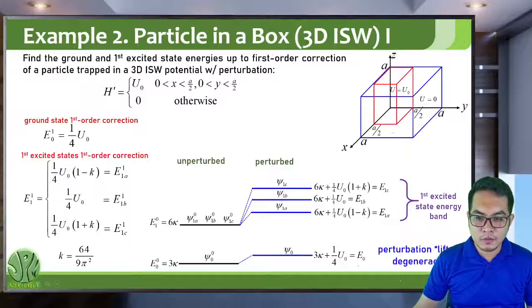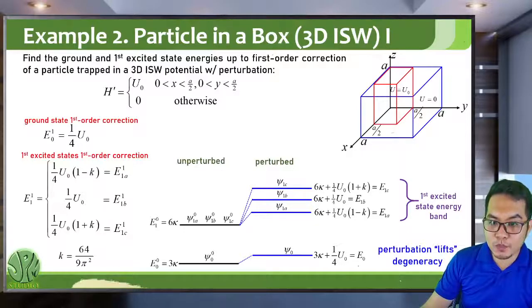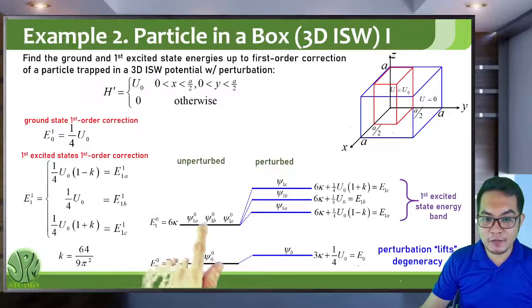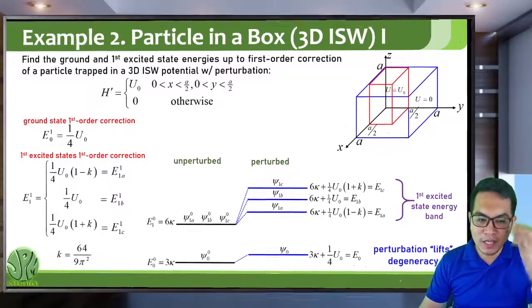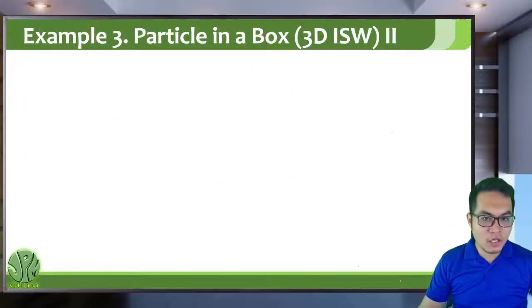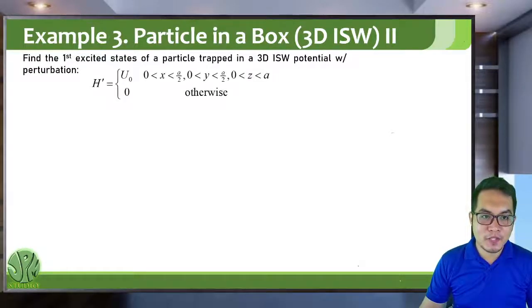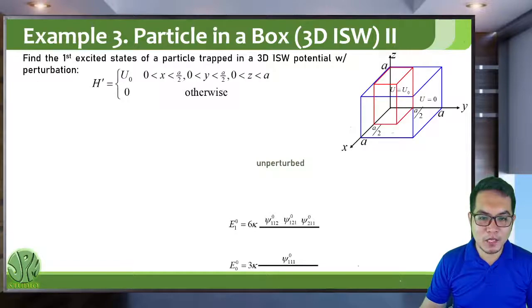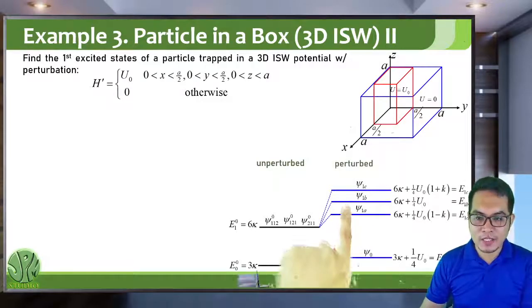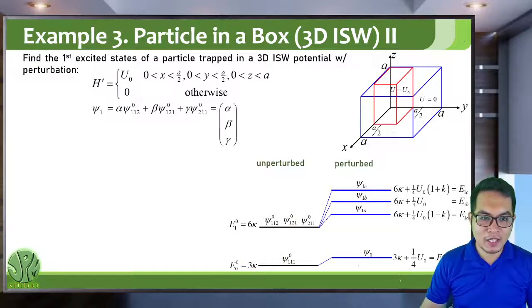Okay, so in this example, you will notice again that when you perturb the system, it lifts the degeneracy. So this state is threefold degenerate, and it now becomes non-degenerate. So one state, one energy level. Okay, so suppose in the same example, in number 2, we are asked to find the first excited states of the particle up to the first order correction. So we are actually trying to find these 3 states here, psi1A, psi1B, and psi1C. How do you get these 3 states?